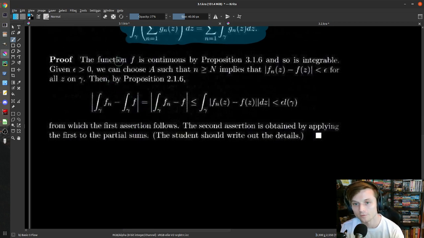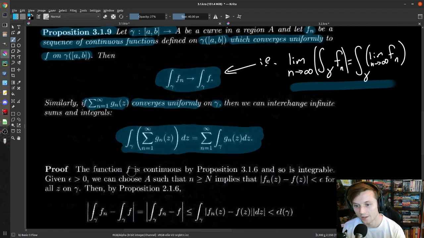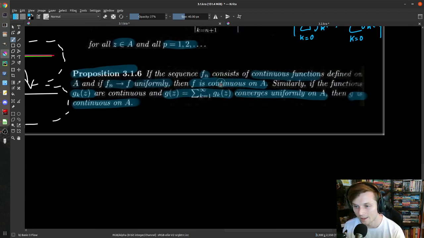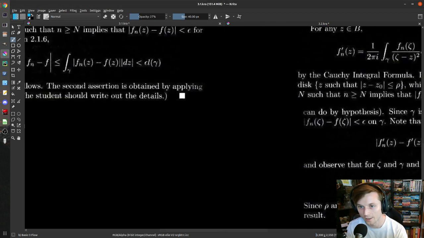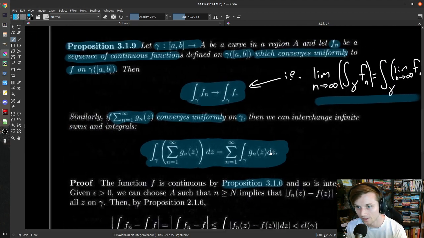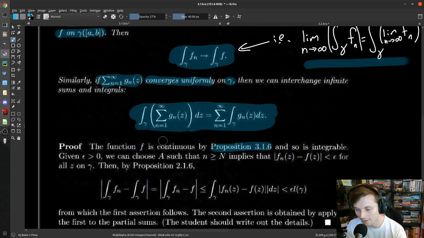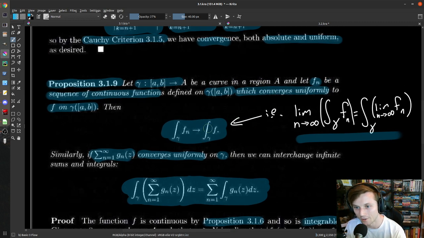So for a proof, the function f is continuous by proposition 3.1.6. Okay, what is that? Why is that? That's that last result we went over last time, if you guys remember. It says that the uniform limit of continuous functions is continuous. So, very naturally, since we're starting off by assuming that we have uniform convergence for a sequence of continuous functions, obviously that limit, the uniform limit of some continuous functions, is indeed continuous as well. Okay, so it's integrable. That is, it makes sense to do the integral about gamma of f.